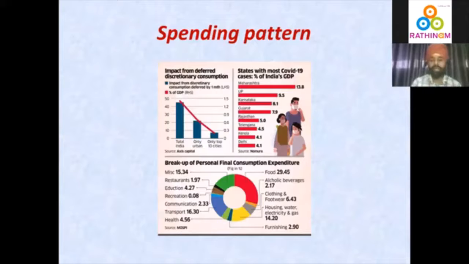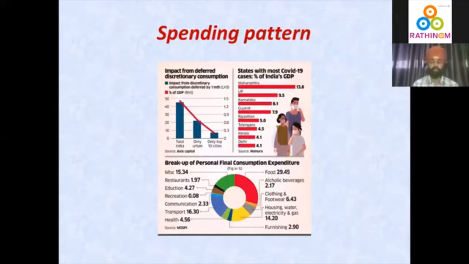Now, this data is a little old when it comes to percentage of India's GDP with COVID-19 cases. Although Maharashtra is one of the most hit, we have UP, Karnataka, Gujarat, Rajasthan, Telangana, Delhi. Delhi is now at much higher. It is at par with Maharashtra. So when you say Delhi and Mumbai are the financial and the political capital of the country, and these two cities being majorly affected means that you will not be able to ensure that your consumption patterns and spending patterns are back to normal very soon.